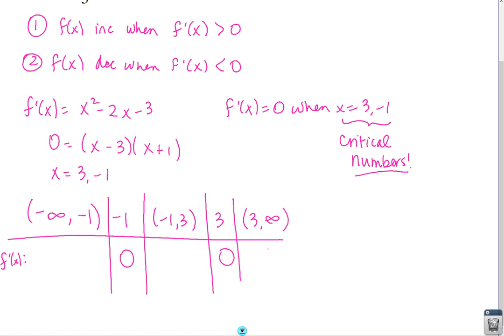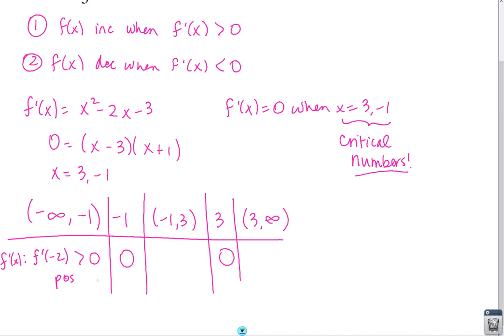So I'm going to pick an arbitrary number in the interval. I like to go with the simplest one possible, so let's go with negative 2 here. So what is f prime of negative 2? Again, I like to make things as easy as possible, so this is already nice and factored. Negative 2 minus 3 is negative 5, so it's a negative. Negative 2 plus 1 is going to be another negative. So negative times a negative is a positive. So my derivative is positive here.